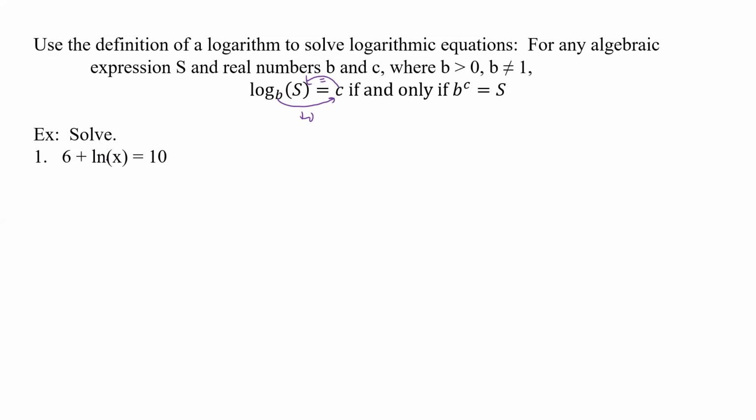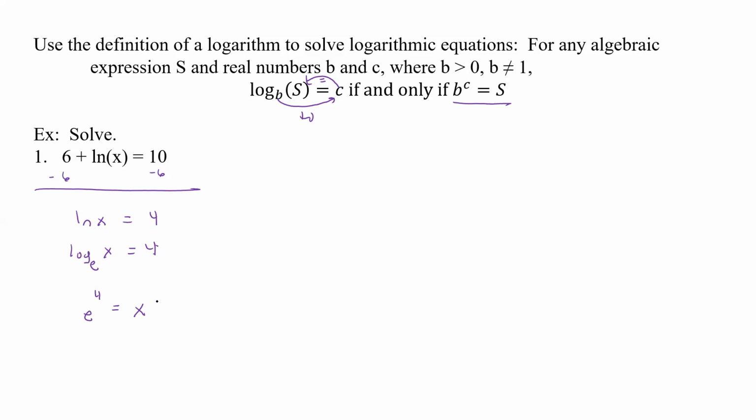So we need to get and solve for ln of x. So to do that, we're going to subtract 6. So ln of x equals 10 minus 6, which is 4. All right. Now, how are we going to solve this? Well, remember, this is log base e of x is equal to 4. So now we can say e to the 4 is equal to x. So whenever we have ln, we convert to log base e, so then we can say e to the 4 equals x using this notation.